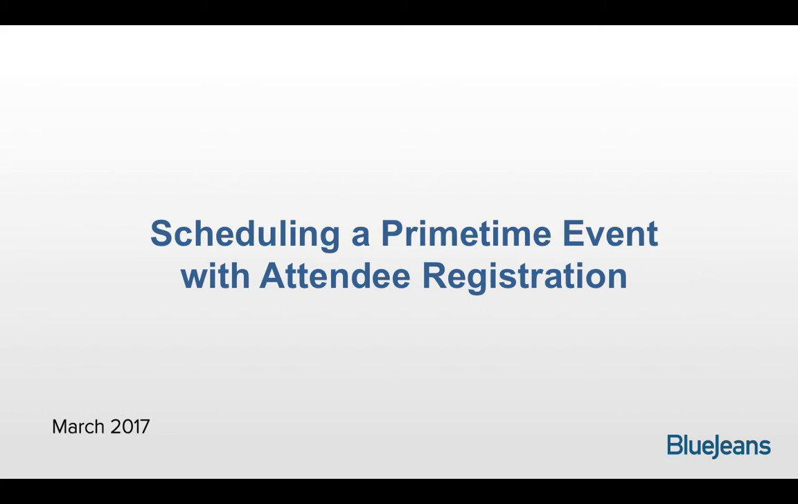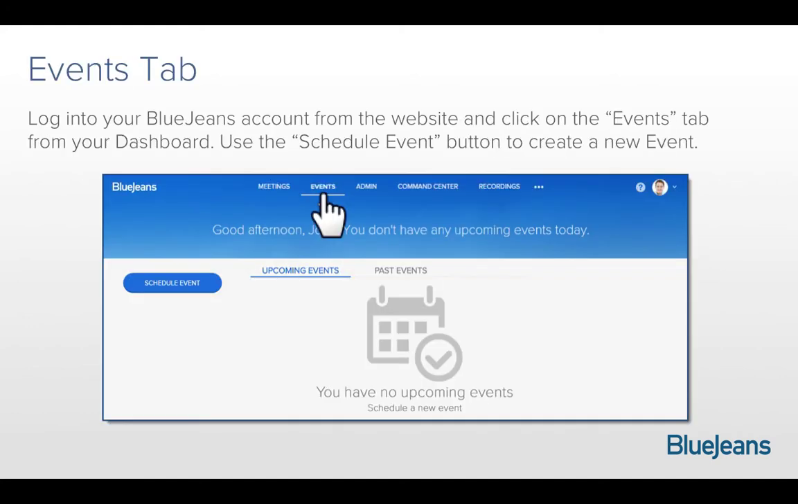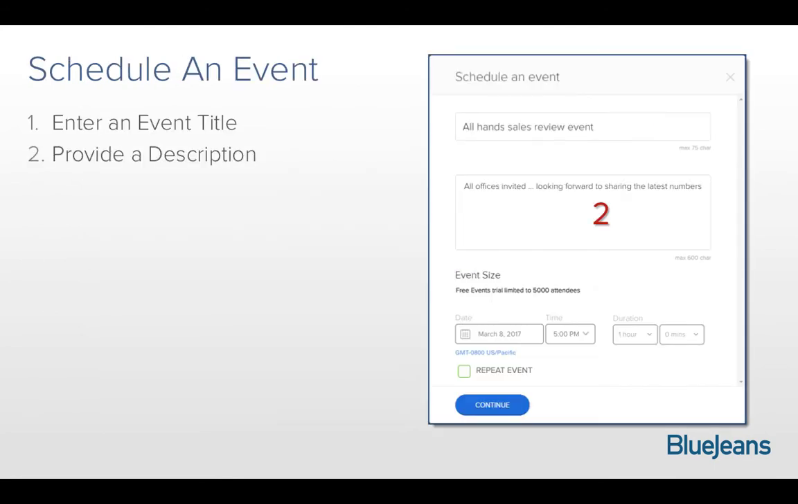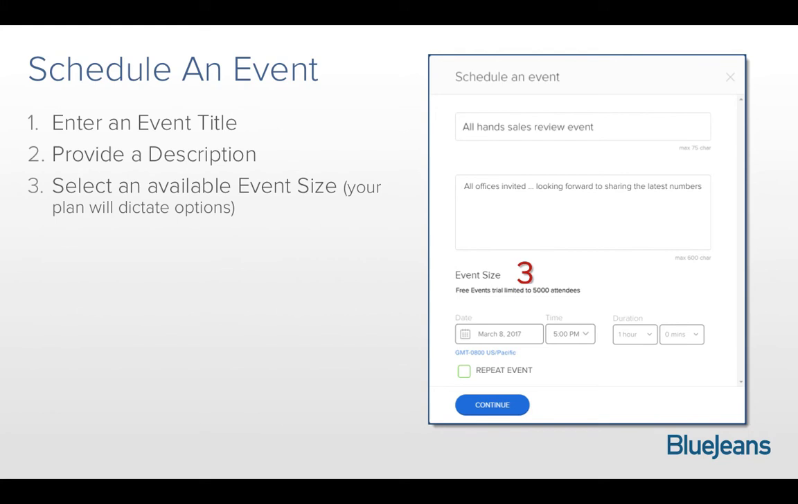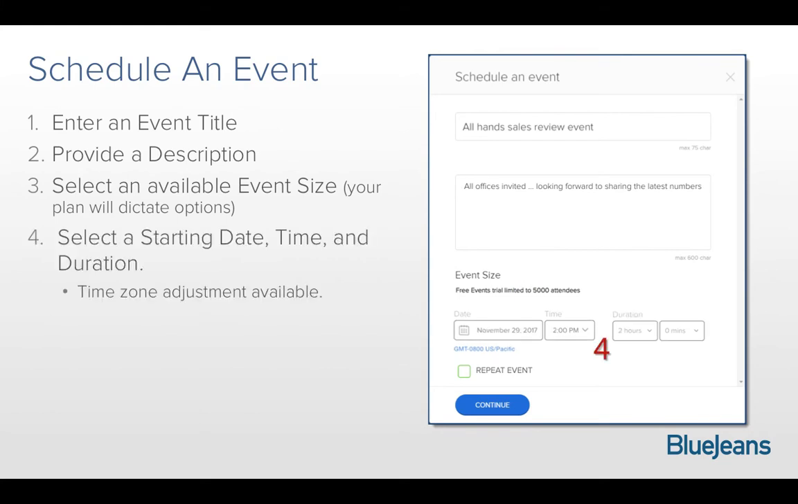Schedule a Primetime event by clicking Events, then the Schedule button. Enter a title and description. Select an event size. Select the date, time, and approximate duration.